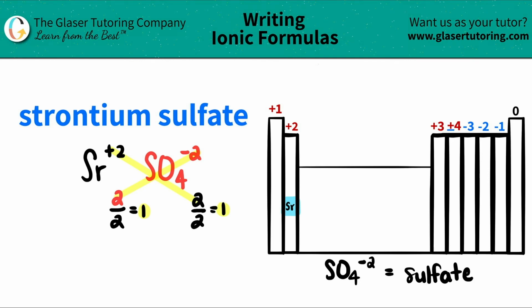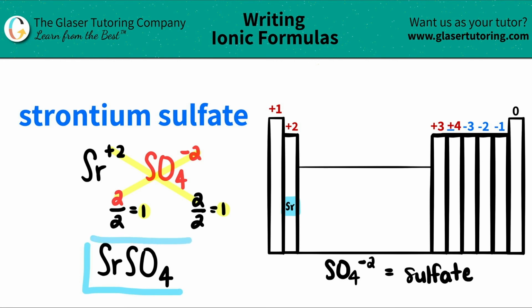So now I'm ready to go. Let's see, I got strontium, Sr. I only have 1 now, so I don't have to write it. And then I have 1 sulfate, so I just write SO4. And that's it. So strontium sulfate is SrSO4.